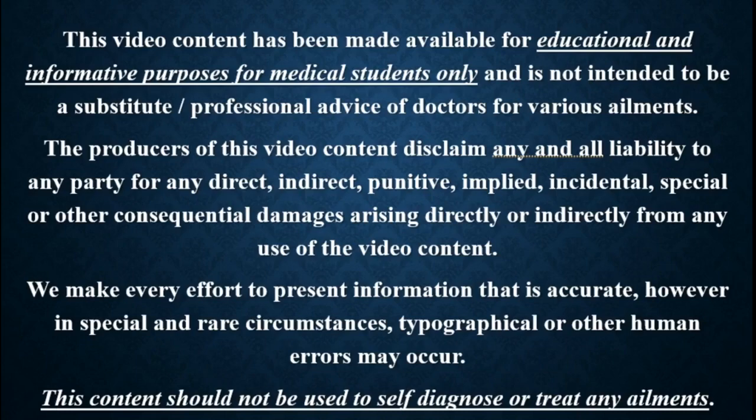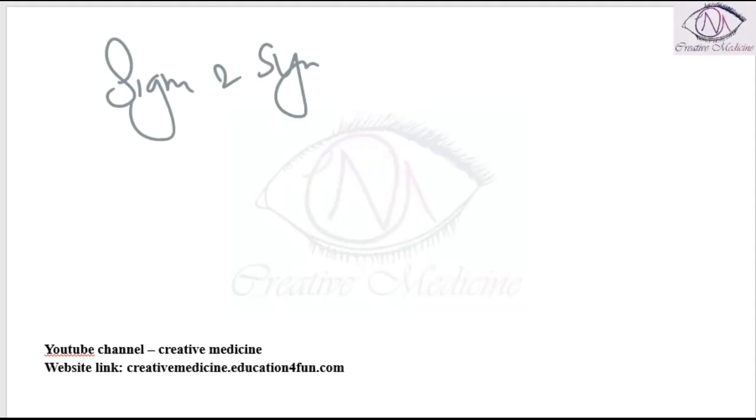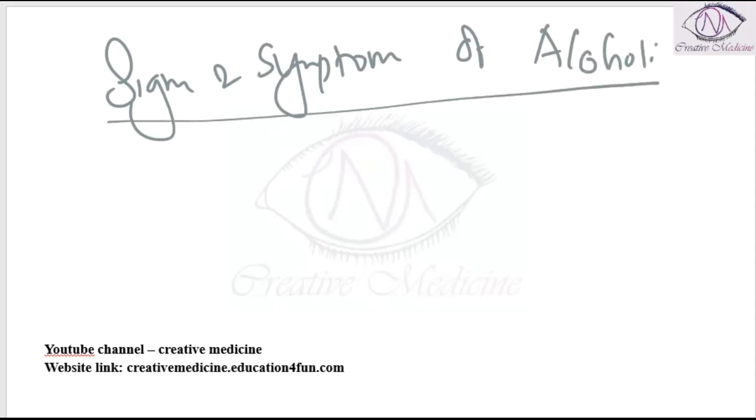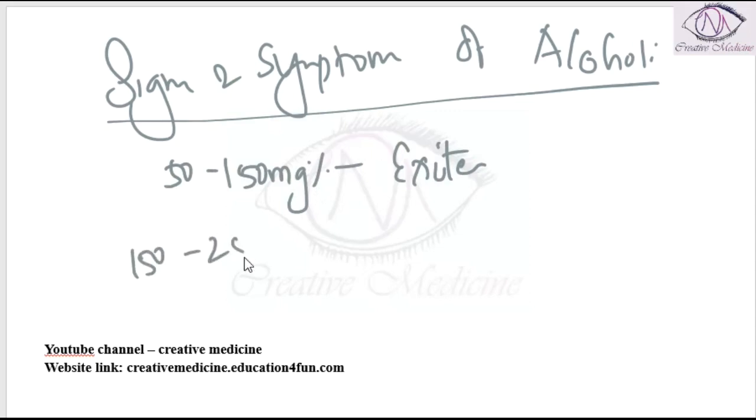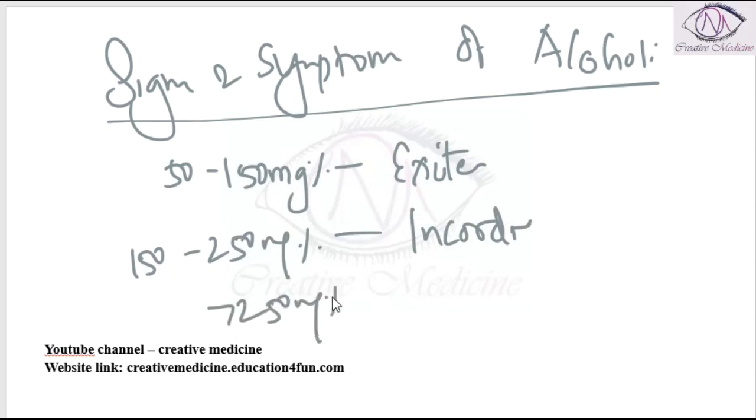In this lecture, we will learn about signs and symptoms of alcohol intoxication. At 50 to 150 milligram percentage, there is stage of excitement. At 150 to 250 milligram percentage, there is stage of incoordination. At more than 250 milligram percentage, there is stage of coma.